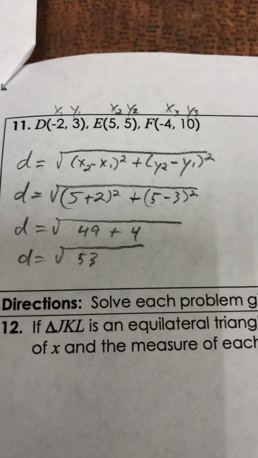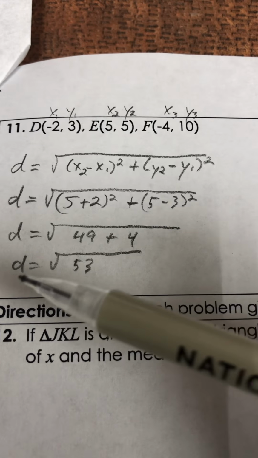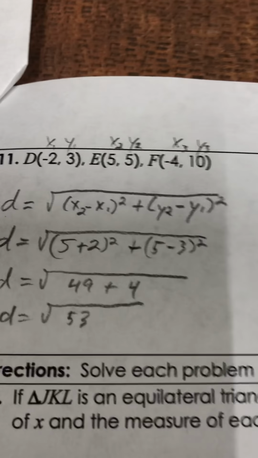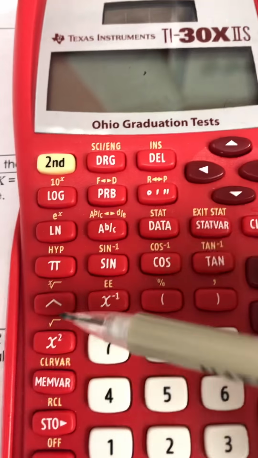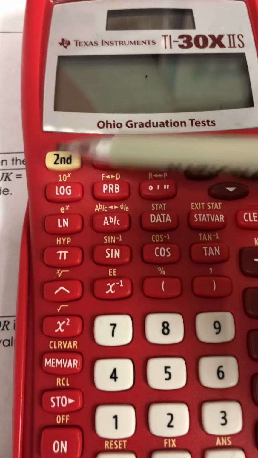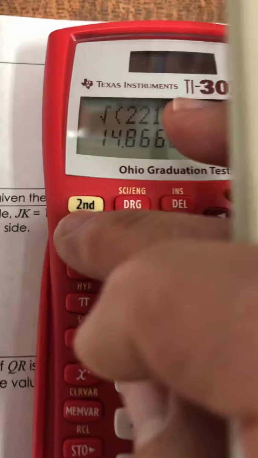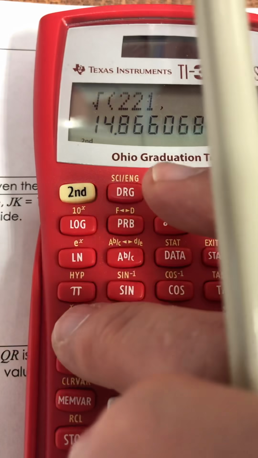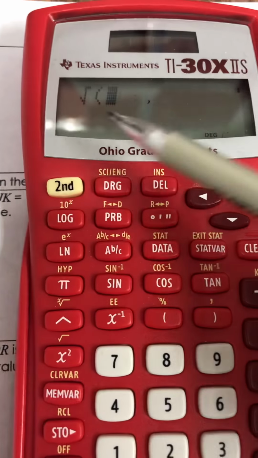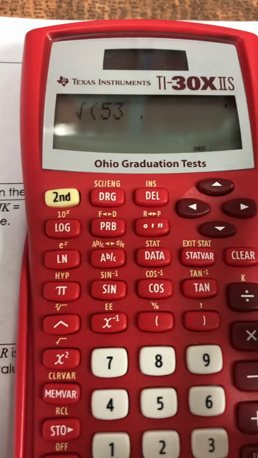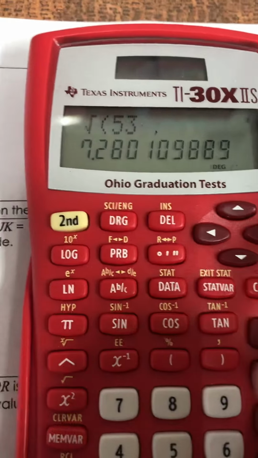Number 11, I started it for you, and you just figure out what the square root of 53 is on your calculator. If you're not sure where the square root button is, it is right here. If you have a calculator like this one, you hit the second in order to access it. You hit the second and then square root, and then you put your number in there. So I'll put 53 in there. You don't have to use the back parentheses.